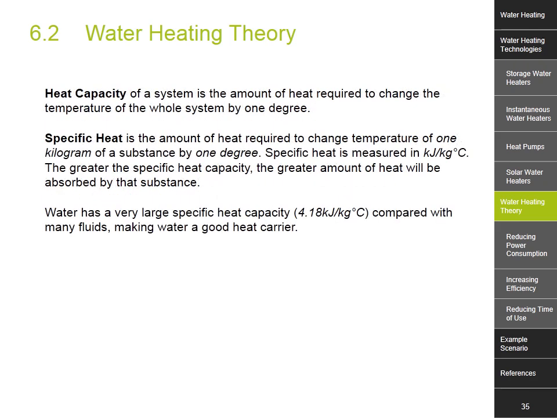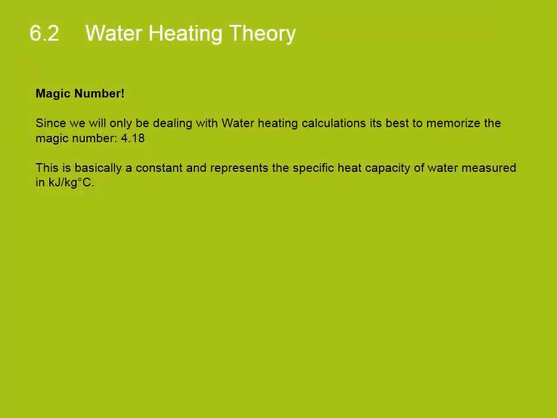Heat capacity of a system is the amount of heat required to change the temperature of a whole system by 1 degree. Specific heat is the amount of heat required to change the temperature of 1 kilogram of a substance by 1 degree. Specific heat is measured in kilojoules per kilogram degrees Celsius. The greater the specific heat capacity, the greater the amount of heat that will be absorbed by that substance. Water has a very large specific heat capacity compared with many fluids, making water a good heat carrier. Since we will only be dealing with water heating calculations, it's best to memorize the magic number 4.18. This is basically a constant and represents the specific heat capacity of water measured in kilojoules per kilogram degrees Celsius.